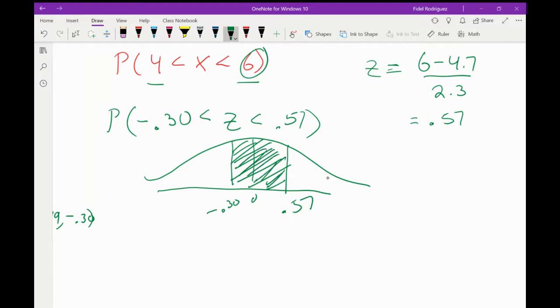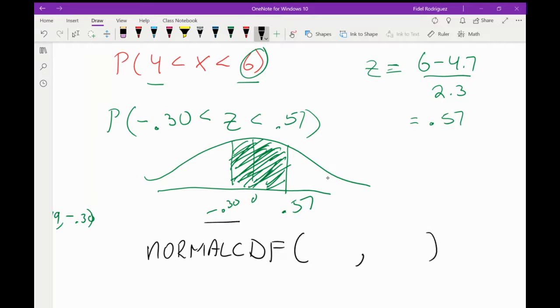And a little while ago, didn't we say, oh yeah, these are easy to do when we have it on the calculator? Because aren't we just going to go normal CDF? And what's my lower number going to be here? Negative 0.30. There you go. And upper 0.57. There you go. And there's going to be your answer. And you're going to say, wow, I never knew stats was going to be this easy to do.